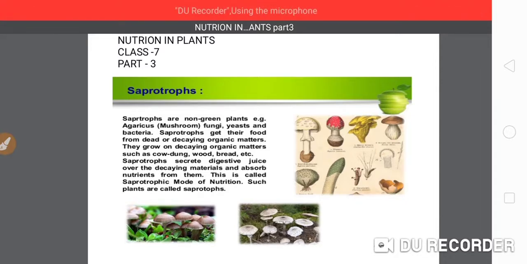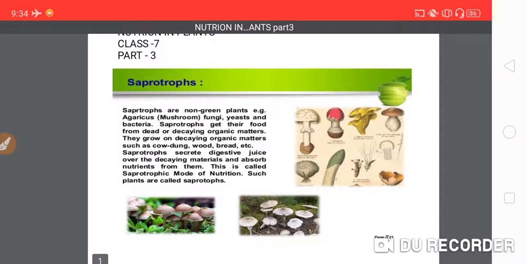Saprotrophs get their food from dead, decaying organic matter. They grow on decaying organic matter such as cow dung, wood, bread, etc. Saprotrophs secrete digestive juice over the decaying materials and absorb nutrients from them. This is called the saprotrophic mode of nutrition. Such plants are called saprotrophs.